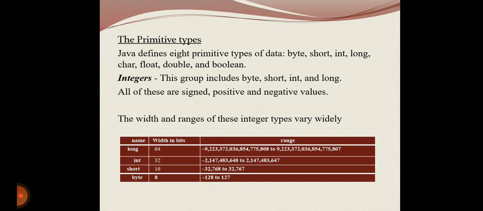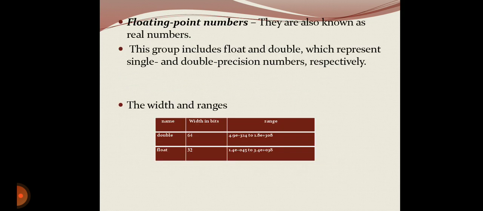Okay, the next one is the floating point number. In floating point, if you are using the point value, that includes single precision and double precision, that is float as well as double. And the width, the range: for double it is 64 bit and for float it is 32 bit.